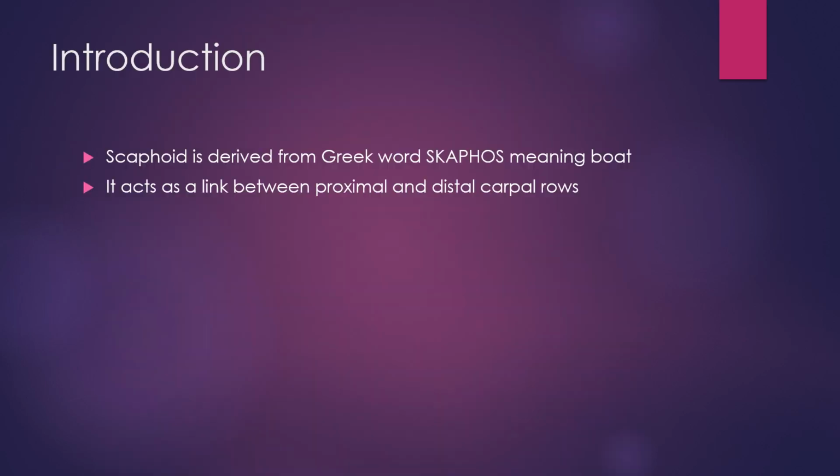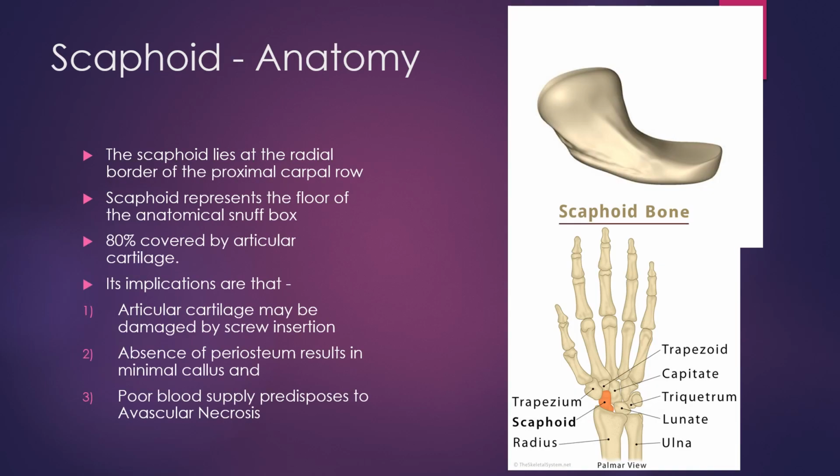So coming to the scaphoid fractures, the word scaphoid is derived from the Greek word scaphos, meaning boat. Why is it called scaphoid? Because it looks like a boat and it acts as a link between the proximal and the distal carpal rows. You can see in this photo that the scaphoid is shaped like a boat.